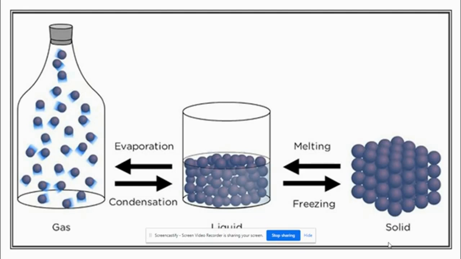Now, if you notice, a gas cannot go directly to being a solid. It must go to liquid form first, okay? So you can't skip stages. You can't have a solid without it first changing into a liquid. It can't be a solid and then go directly to a gas.